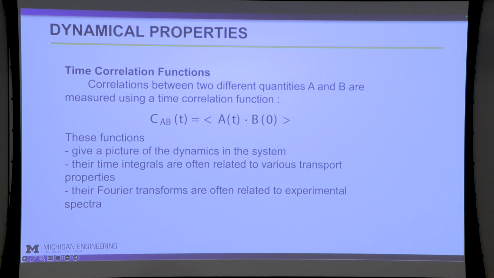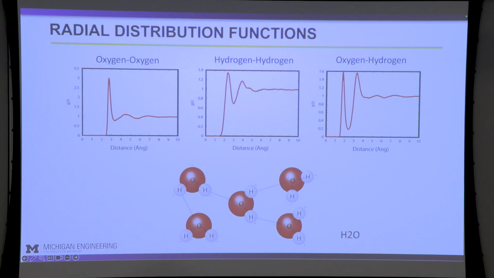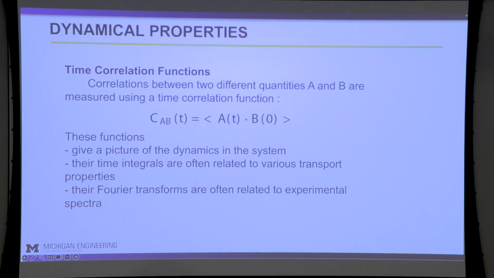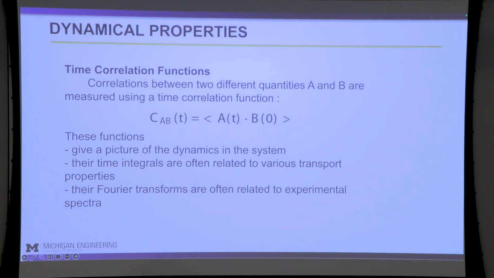Dynamic property. So those were the average properties that you look at. Now, what about the dynamic property? So this is a time correlation function. The correlation between two different quantities, A and B, is measured using the time correlation function. And so they give you, I'll show you an example, a picture of the dynamics of the system. Their time integrals are often related to the transport properties. Okay. And usually their Fourier transforms are related to the experimental spectra. So if you want to reproduce a spectrum experimentally, that's the way you do that. You need a time correlation function for that.